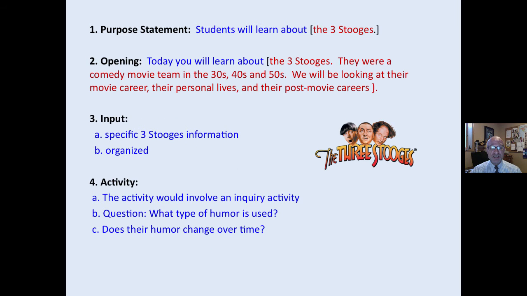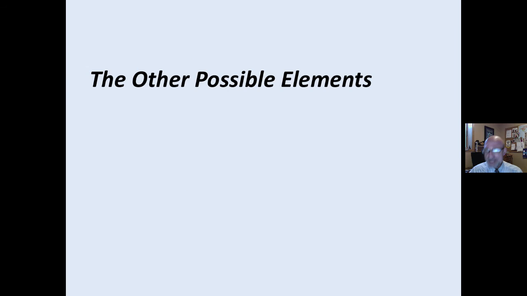Now, let me give you an example. A lesson on the Three Stooges. Students will learn about the Three Stooges. An opening. Today, we're going to learn about the Three Stooges. They were a comedy movie team in the 30s, 40s, and 50s. We'll be looking at their movie career, personal lives, and post-movie careers. Bingo! That is my opening. The input would then be some specific Stooge information, organized and sequential, using abbreviated sentences. And then the activity would involve some type of inquiry activity. And the question would be, what type of humor is used? All right, so some type of activity.